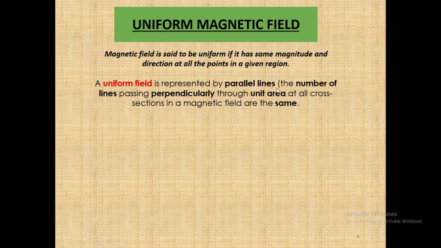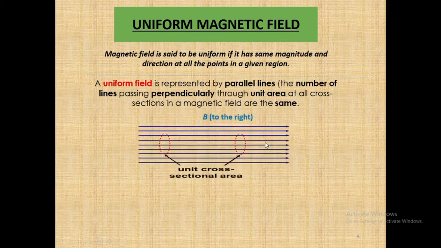Parallel lines, which is the number of lines passing perpendicular through the unit area at all cross sections in the magnetic field, are the same. So, when at all areas the parallel lines have an equal number, it will be a uniform magnetic field. So, this is the unit cross-sectional area. We will look at the cross-sectional area.